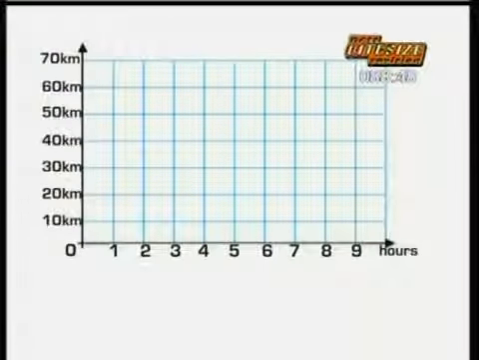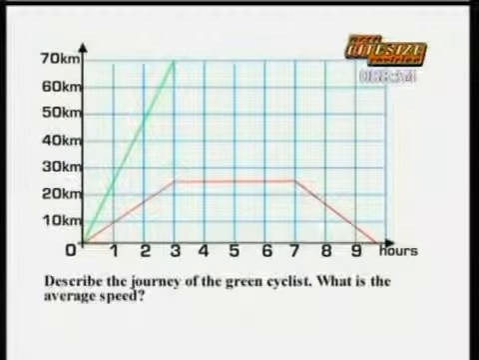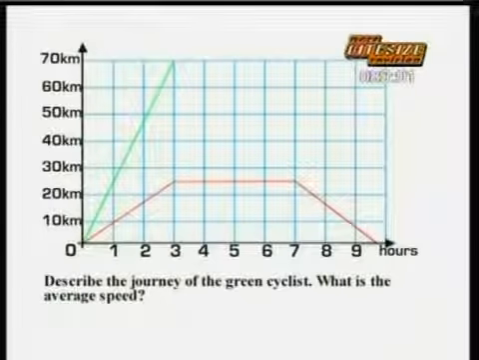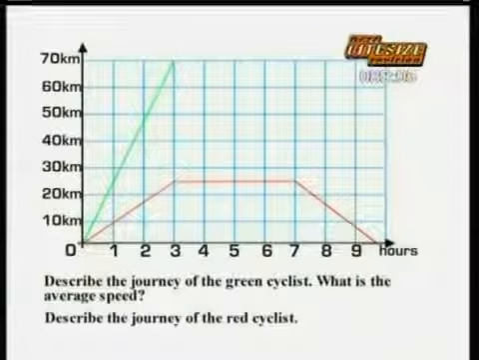Here's a question about interpreting a time and distance graph of two cyclists, green and red. Describe the journey represented by the green line. What average speed was it travelling at? Describe the journey of the red cyclist.